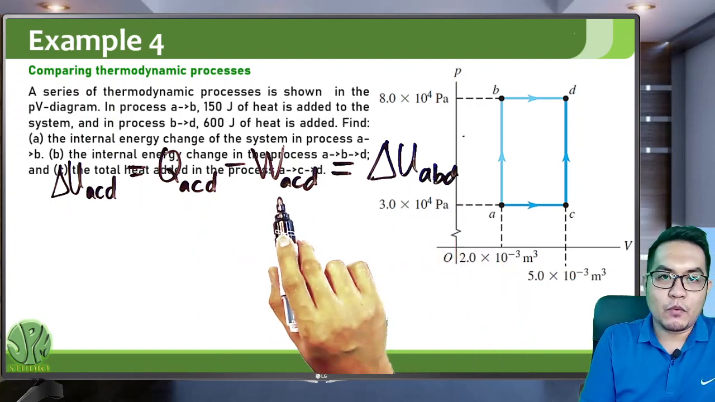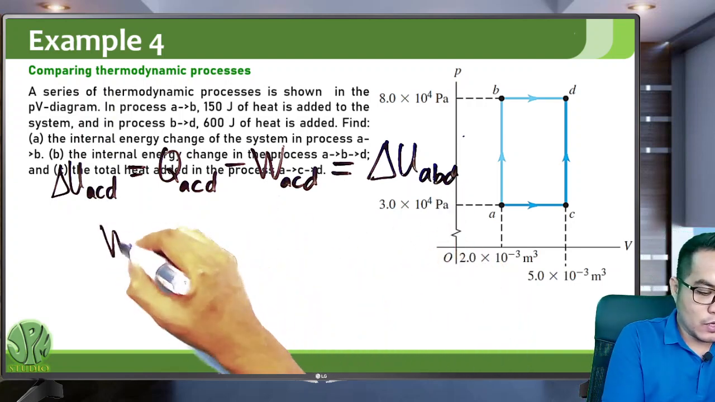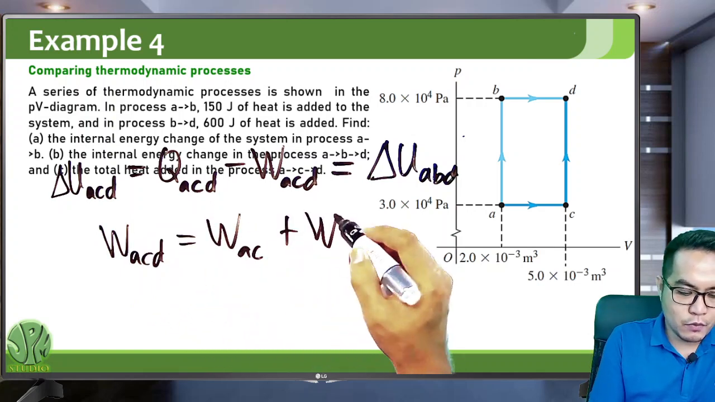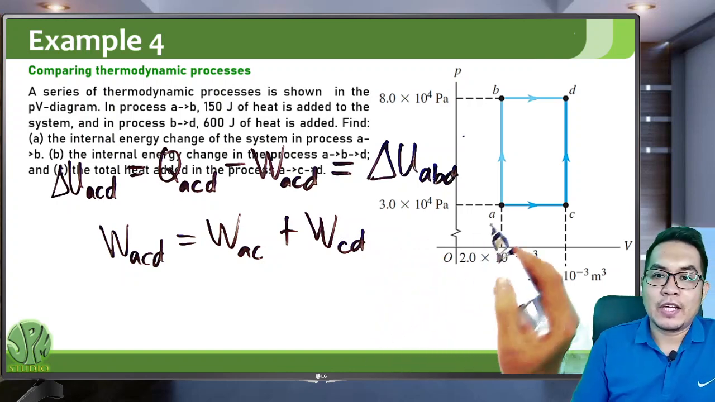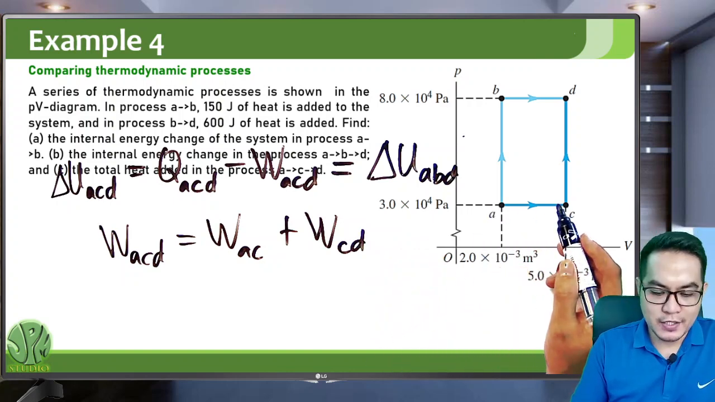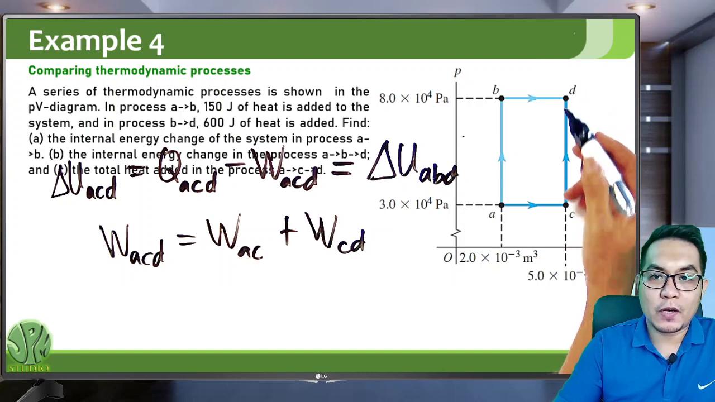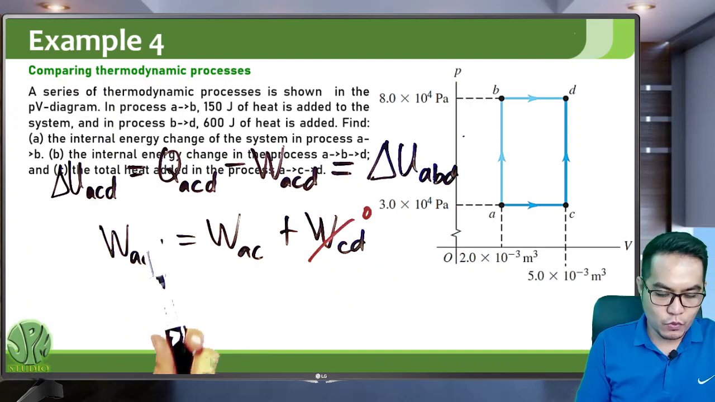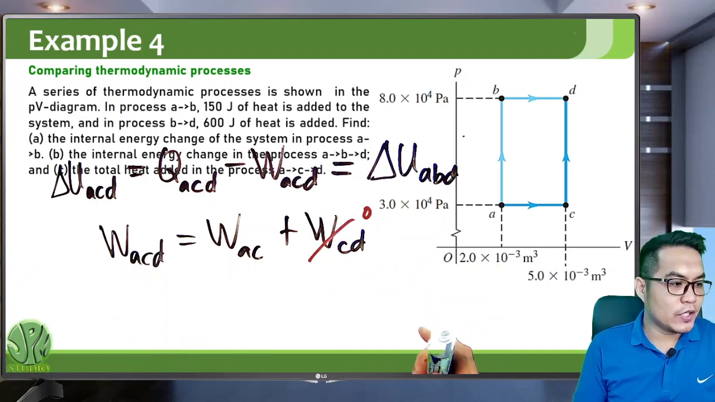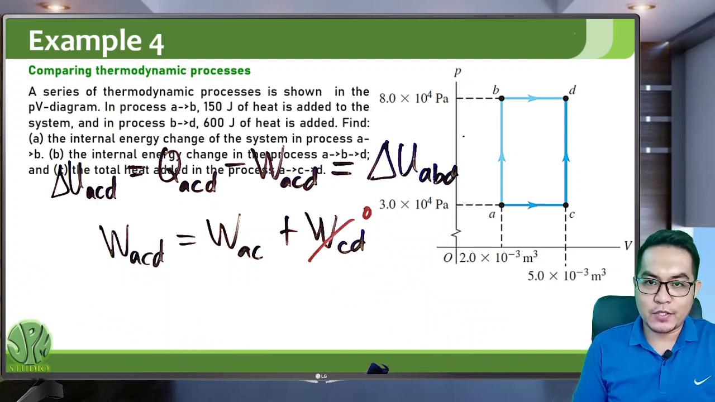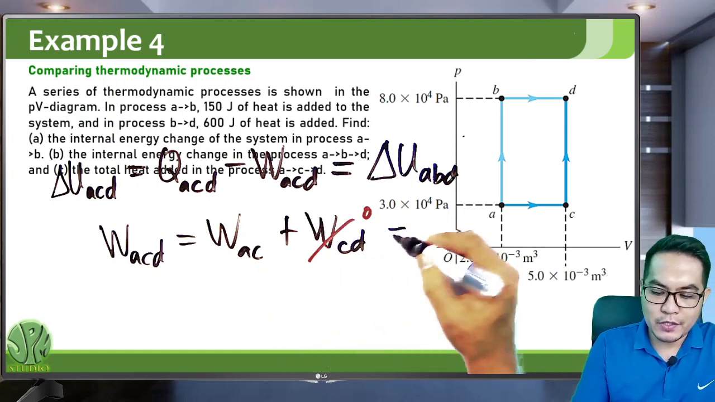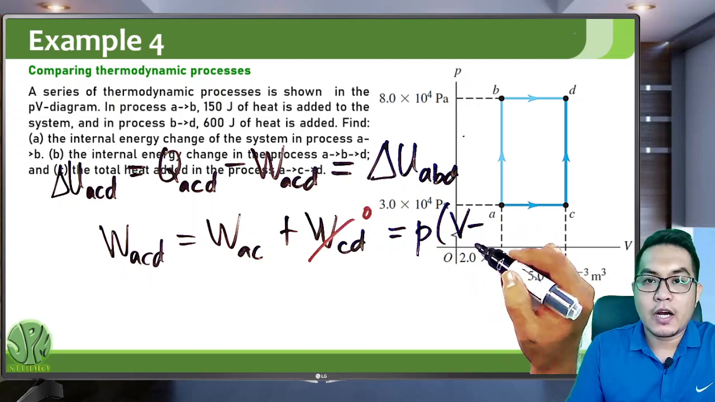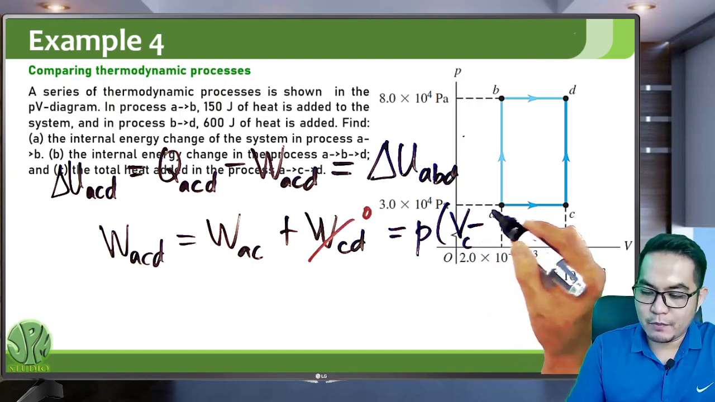How do we get the work from A to C to D? The work from A to C to D is just the work from A to C plus the work from C to D. Now, A to C is an isobaric process. C to D is an isochoric process, constant volume, meaning from C to D has no work. So all we need to do is get the work from A to C. The work from A to C is just the pressure times the change in volume, so VC minus VA.